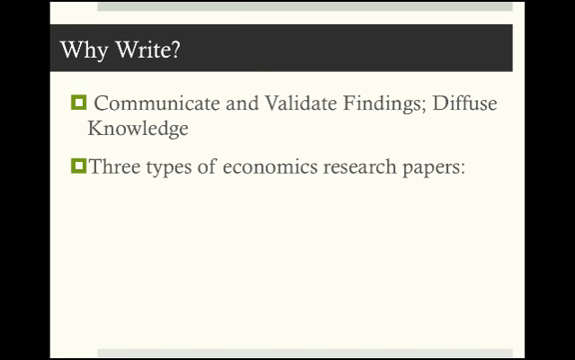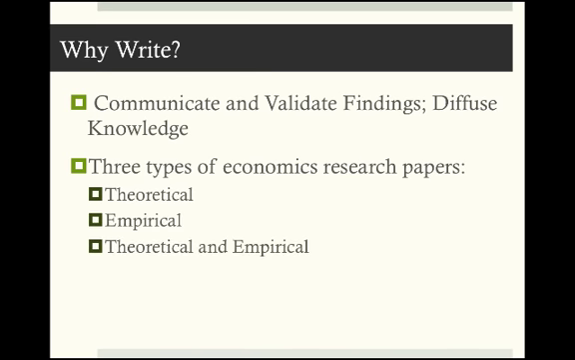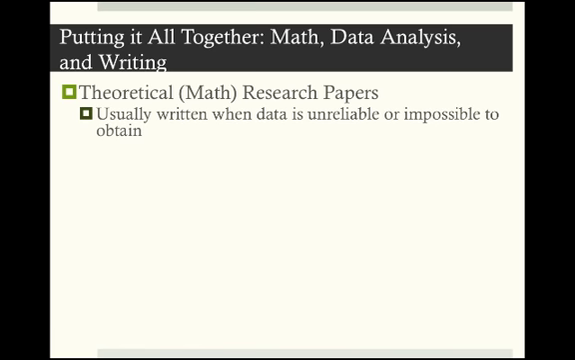And there are basically three types of economics research papers. There's theoretical, empirical, and then a combination of the two, theoretical and empirical. We'll briefly go through each one in turn. So often when you hear an economist talk about a theoretical research paper, what they're really talking about is a mathematical model. So theoretical research papers are often written when data is unreliable or impossible to obtain.